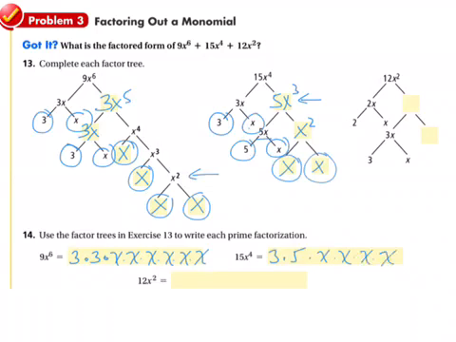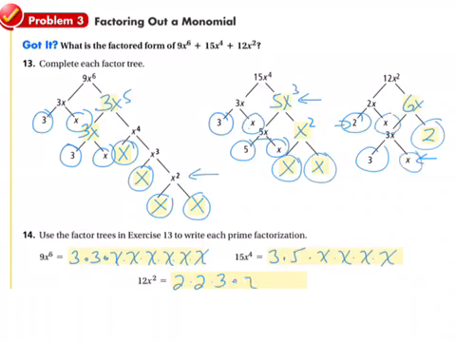Let's look at 12x squared. That became 2x times 6x. 2x became 2 times x. 6x became 3x times 2. 3x became 3 times x. So we have 2 times 3 times 2 times x times x.